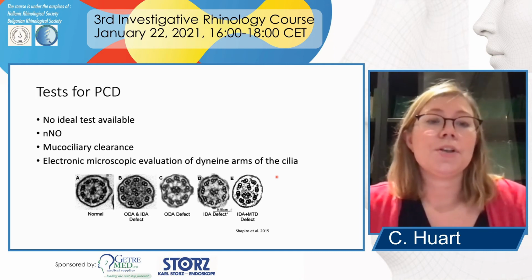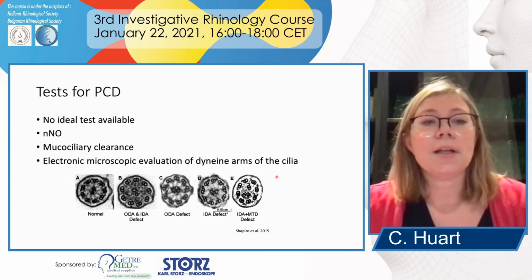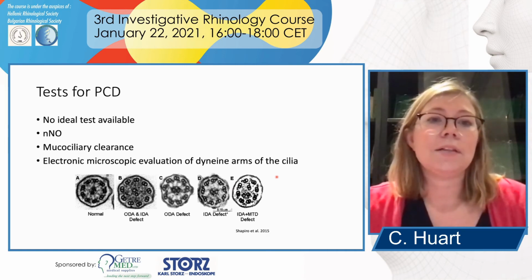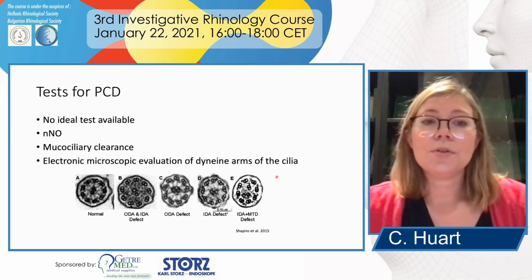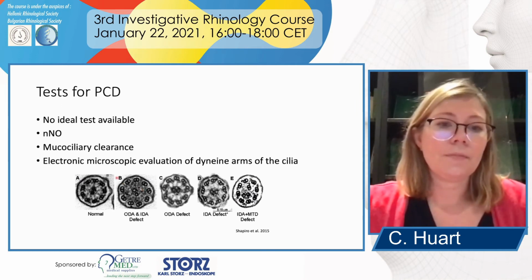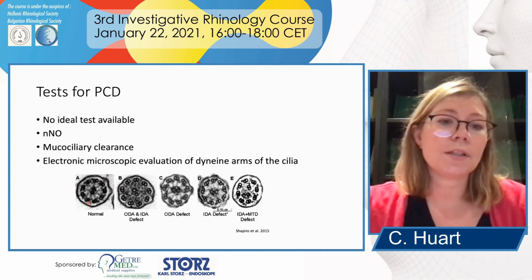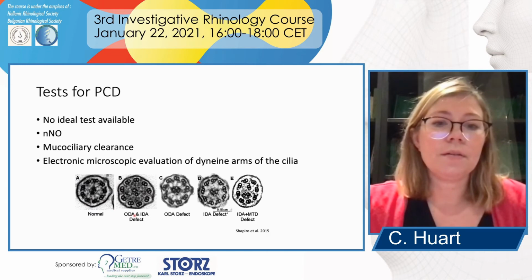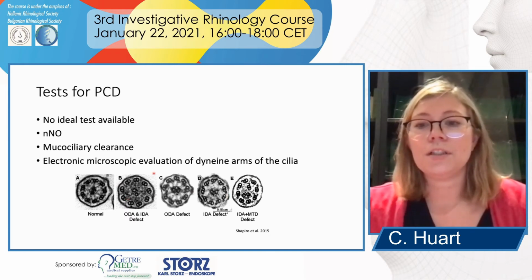When assessing patients with a suspicion of PCD, it's important to keep in mind that there is no ideal test that is widely available. We discussed the nasal NO and mucociliary clearance. Other tests can also be useful, like electron microscopic evaluation of the cilia. You see here a structure of normal cilia with microtubules with dynein arms here. And you see here a pathologic situation with missing outer and inner dynein arms, and another pathologic situation here.